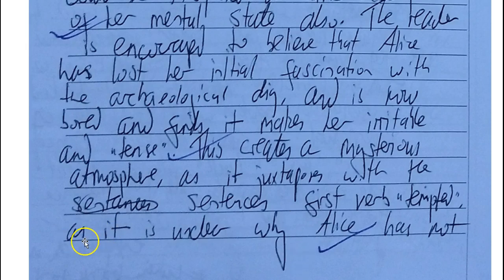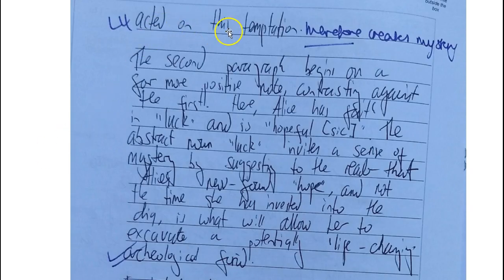So back to the answer. As it is unclear why Alice has not acted on this temptation. And then his teacher has written, and therefore that creates mystery. So spell it out for the examiner.